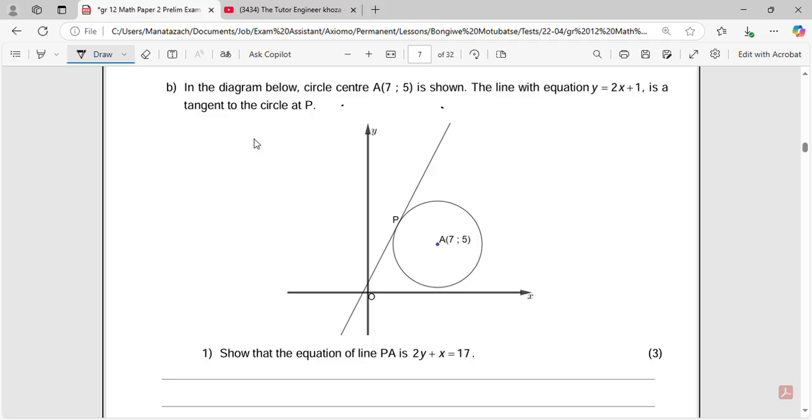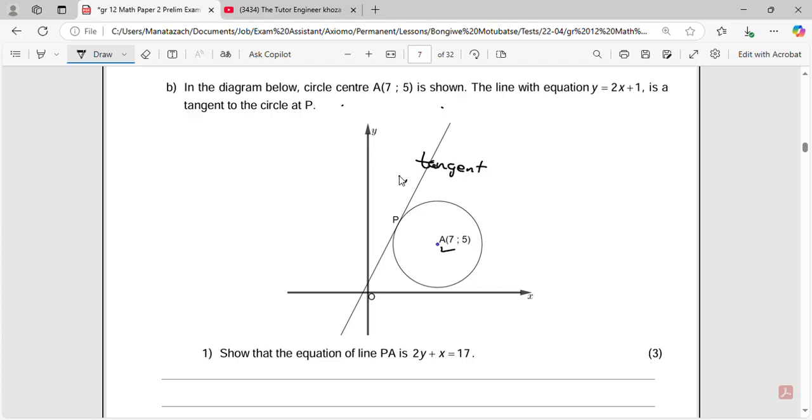Today we'll be discussing how to find the equation of the line using the given information. So let's have a look at this particular example. In the diagram below, the circle with center A is shown. Okay, so you can see the center, there is point A. The line with equation y is equal to 2x plus 1 is a tangent to the circle at P. Okay, so here's the tangent.